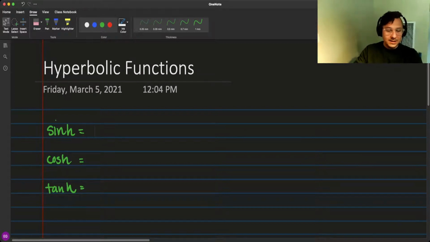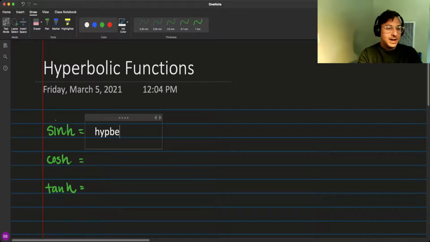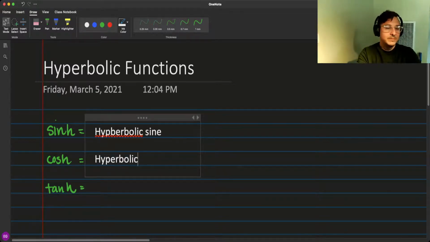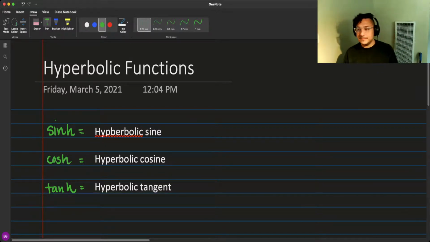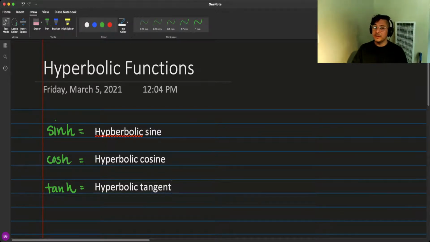So this is called the hyperbolic sine. This one is the hyperbolic cosine. This one is the hyperbolic tangent. Perhaps you've seen them on the calculator. They show up all the time.